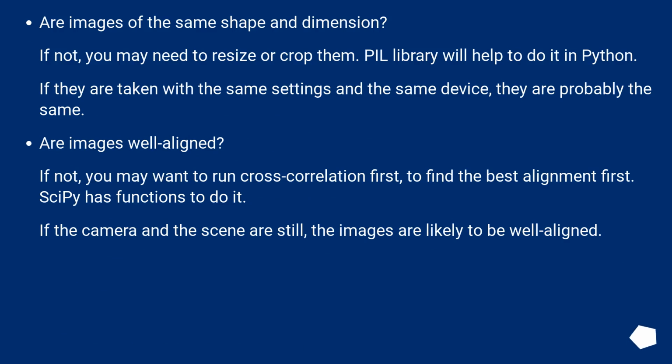Are images of the same shape and dimension? If not, you may need to resize or crop them. The PIL library will help to do it in Python. If they are taken with the same settings and the same device, they are probably the same. Are images well aligned? If not, you may want to run cross-correlation first, to find the best alignment first. SciPy has functions to do it. If the camera and the scene are still, the images are likely to be well aligned.